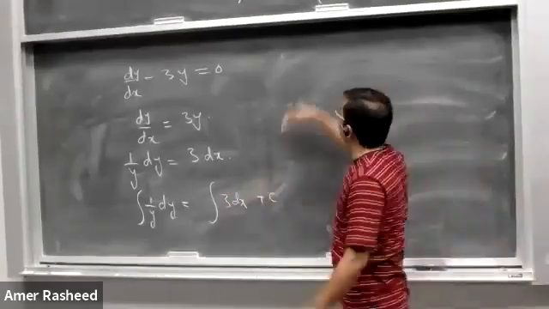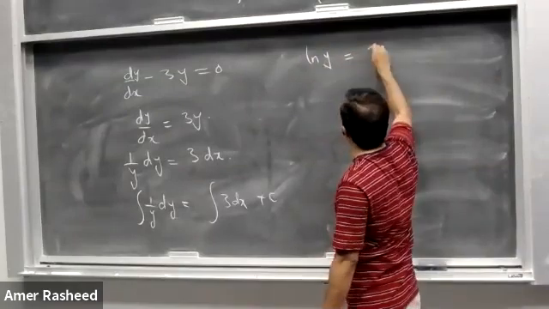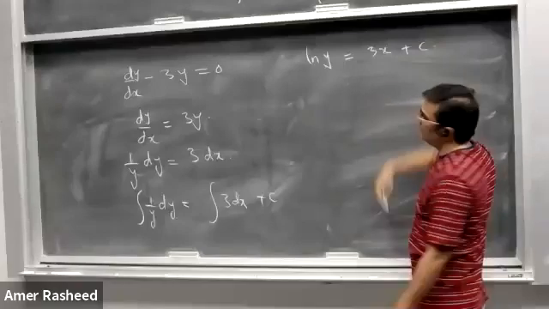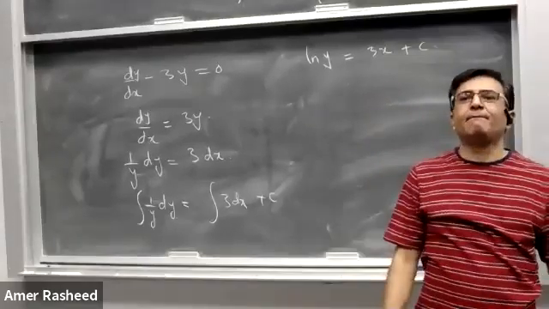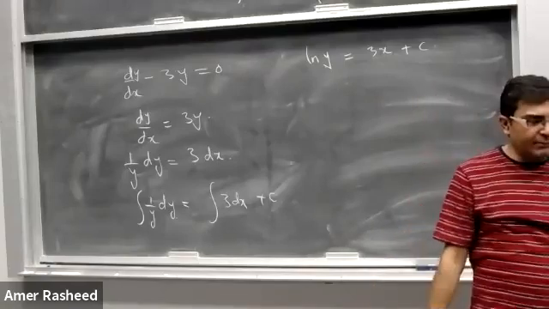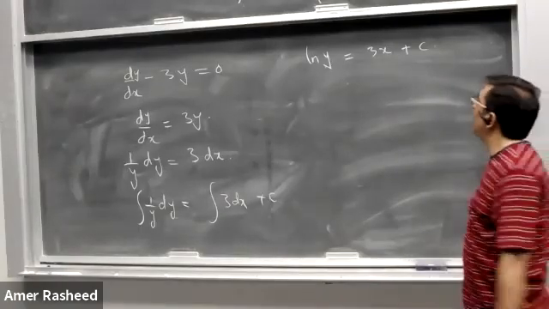Now, after applying the integration, what do we get on the left hand side? Natural log of y is equal to 3 times x plus a constant c. Are you agree with me? Yes, sir. Up to here it is fine?